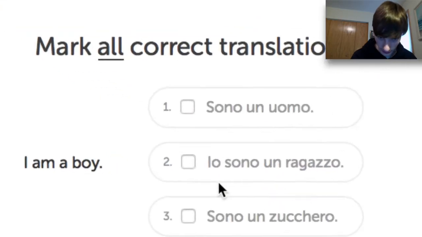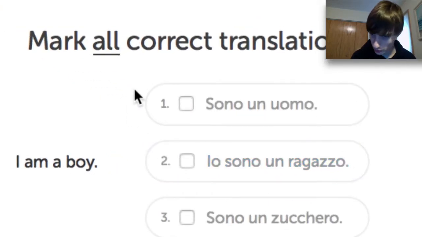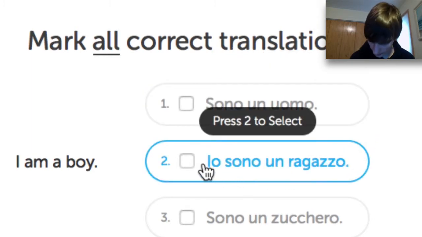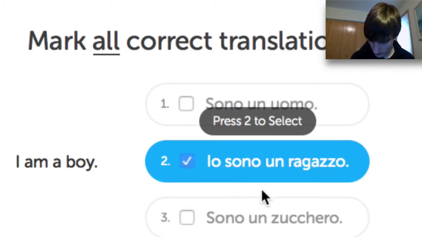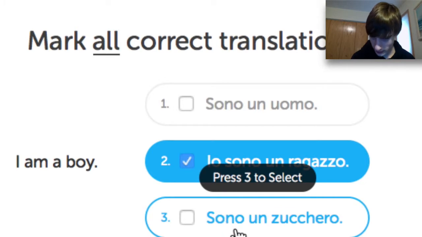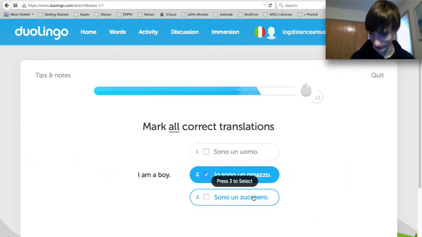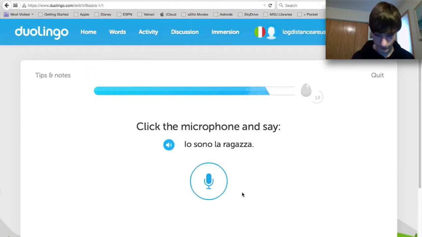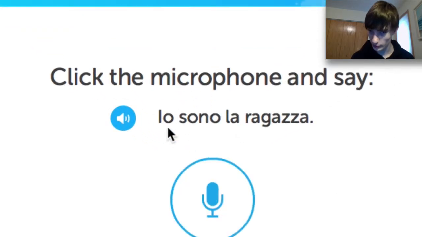Mark all correct translations. I'm a boy. Sono un... that's a man, not a boy. Io sono un ragazzo. I am a... Looks like zucchini. I don't know if it is, but it looks like zucchini. Io sono la ragazza. Ooh, I get to speak again. Sono. See, the thing about Spanish is I was taught, and it's how you do it culturally, you do not say "the."